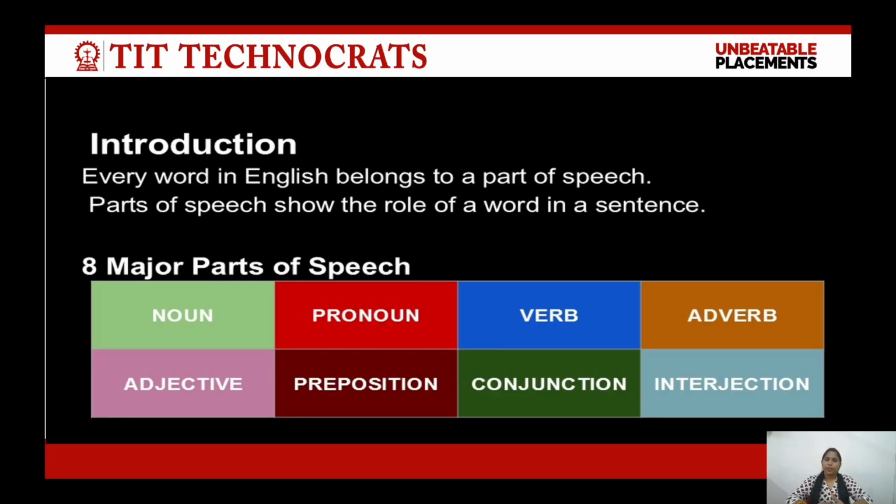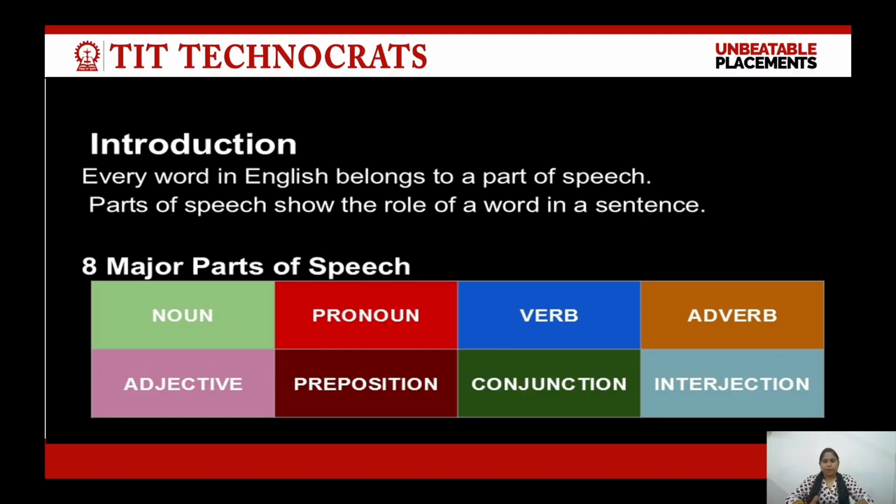Pronoun is again, words used in place of nouns are pronouns. What is a verb? When I ask in class, students give me different answers of what a verb is. People say that all action words are verbs.